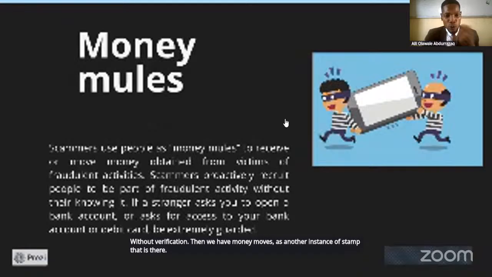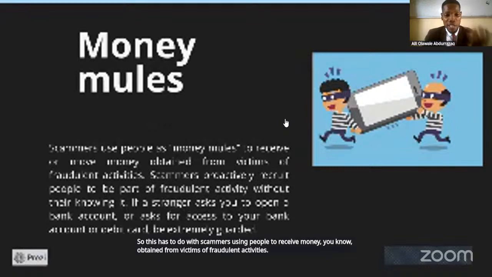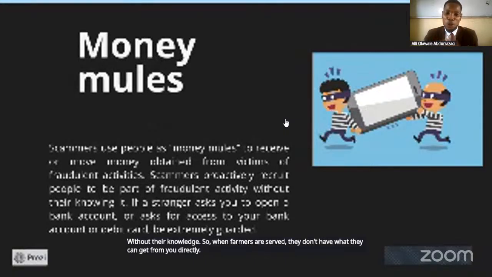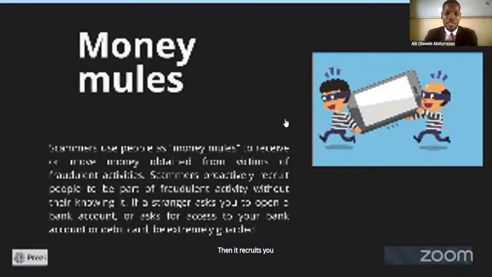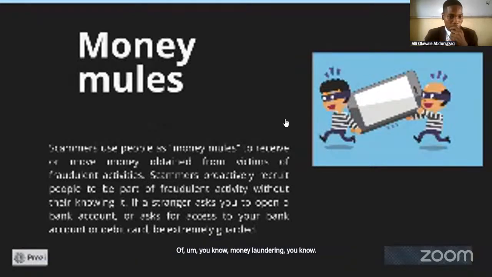Then we have money mules as another instance of scam. This has to do with scammers using people to receive money obtained from victims of fraudulent activities without their knowledge. So when scammers observe that they don't have what they can get from you directly, then they recruit you, without your knowledge, to assist in their network of money laundering, trafficking, illicitly recovered money, among others.